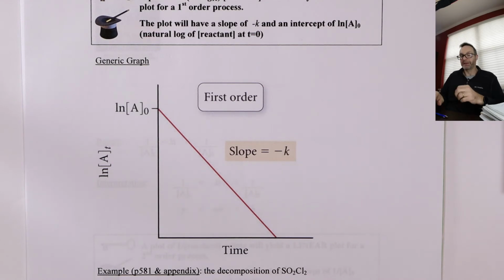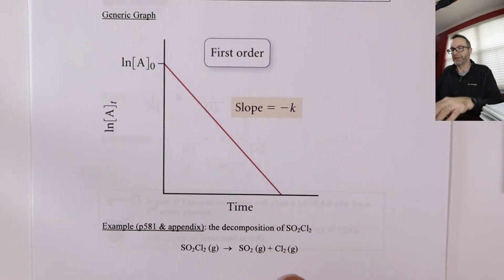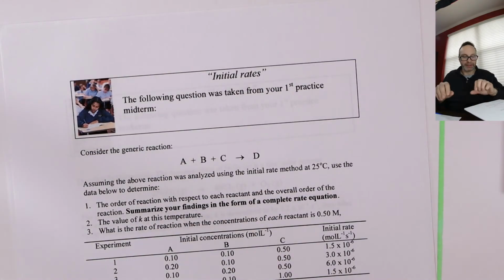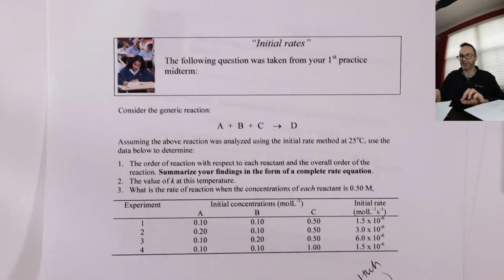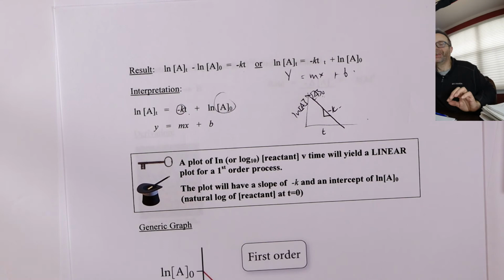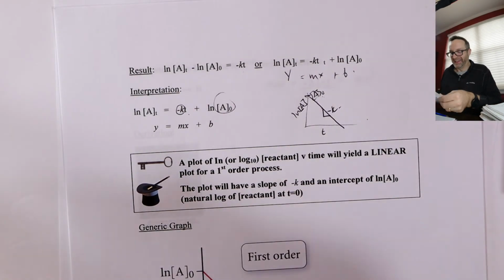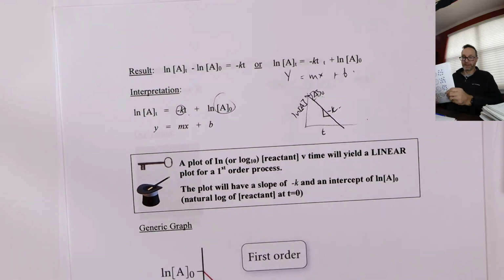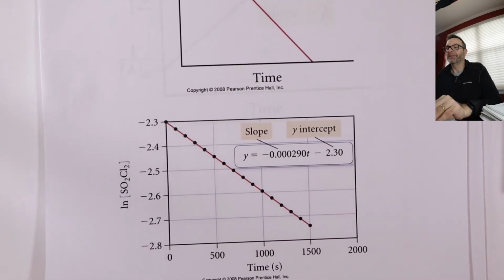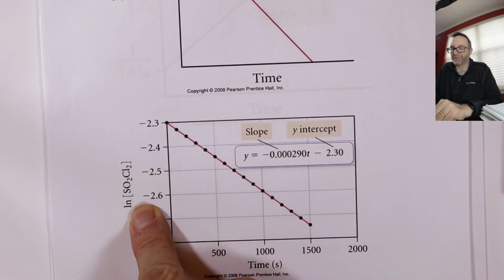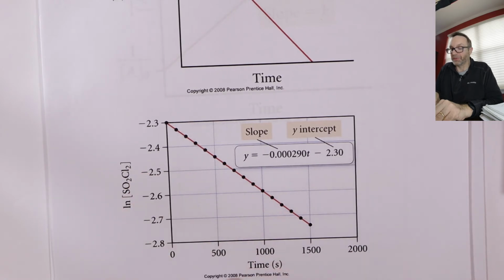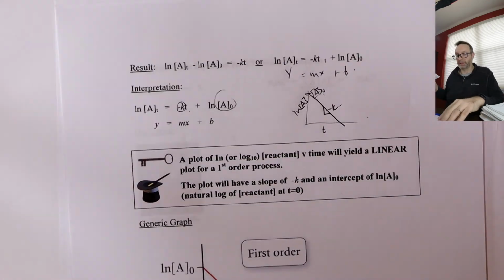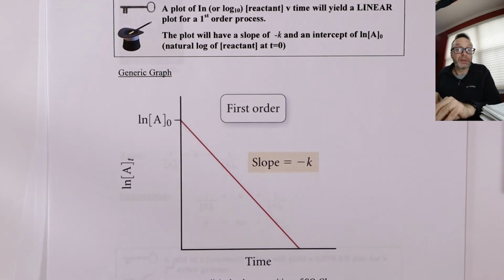If we look in the back of the packet, it talks about it down here. I've got my appendix sitting over here. Yeah, here it is. If I look at some actual data, that's the natural log of SO2Cl2 versus time from an experiment. It's linear with that equation. Okay, I'll put that to one side. It's in the appendix, take a look.